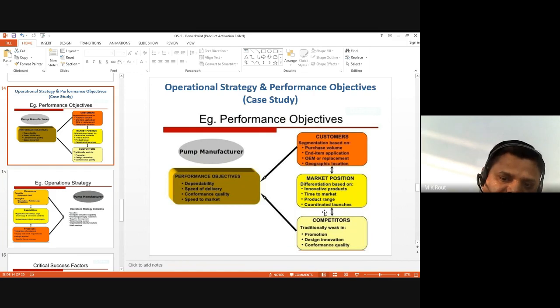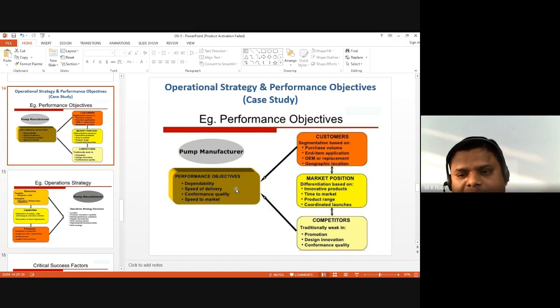The next part is your market position. You must go for differentiation based on innovative product, whether your product is very innovative, whether it reaches the market on time, and whether it provides a different range of product. That means product mix and coordinated launches. But if you go for competitor activities, you may find some traditional weakness from the competitor's point of view. That means the competitor never goes for any kind of promotions, their design innovation is very poor, and their confirmation of quality is very poor.